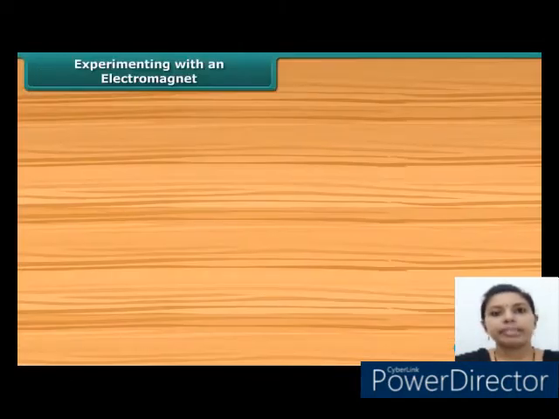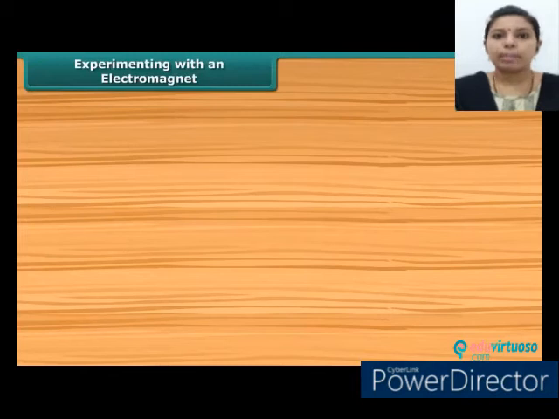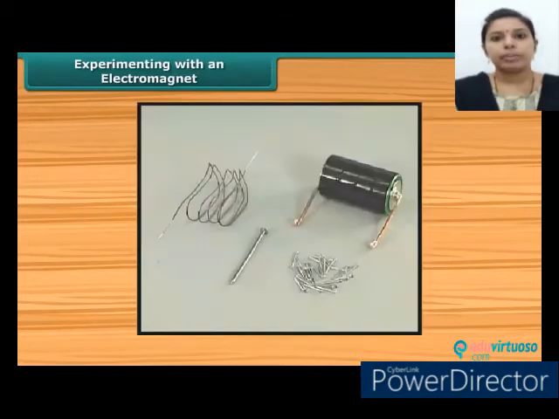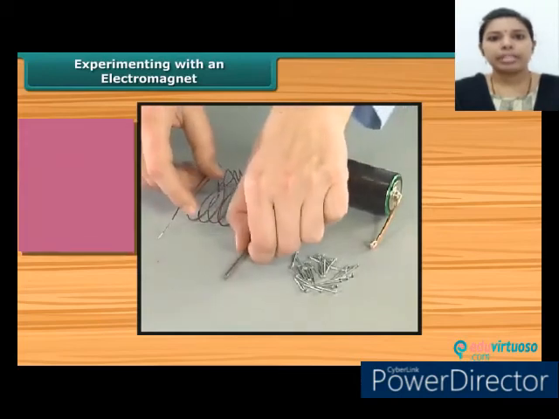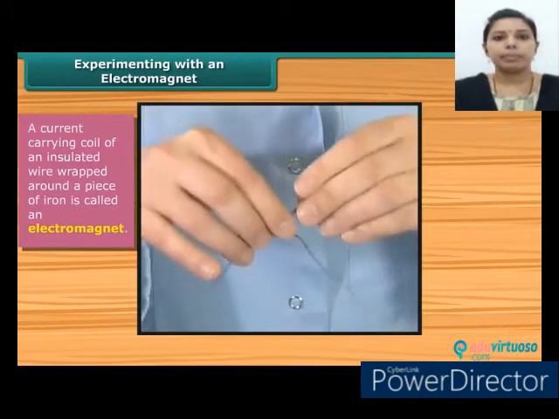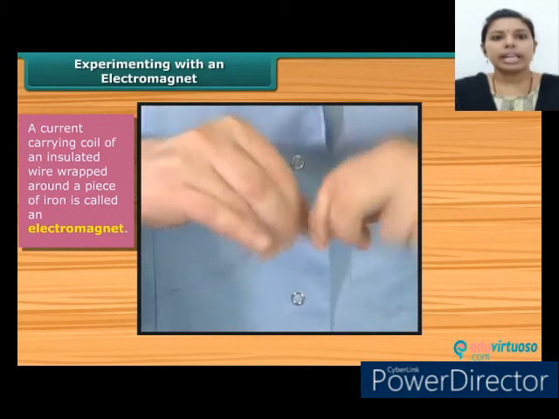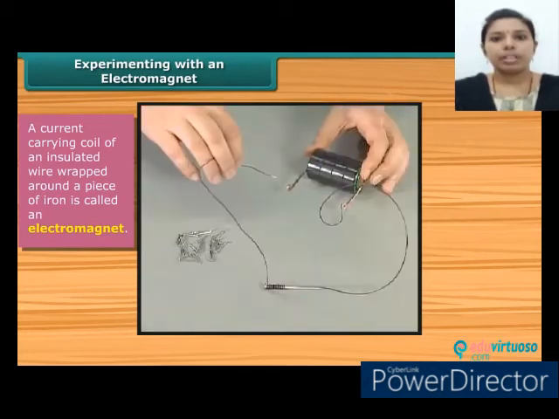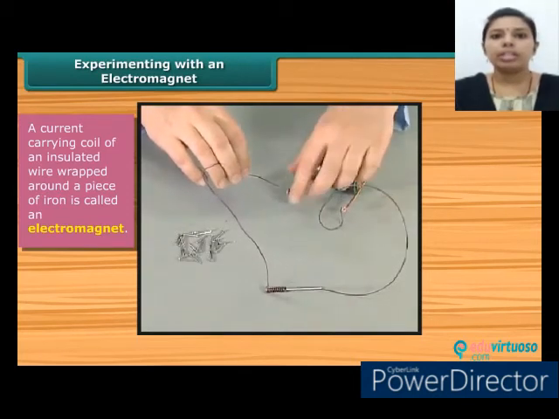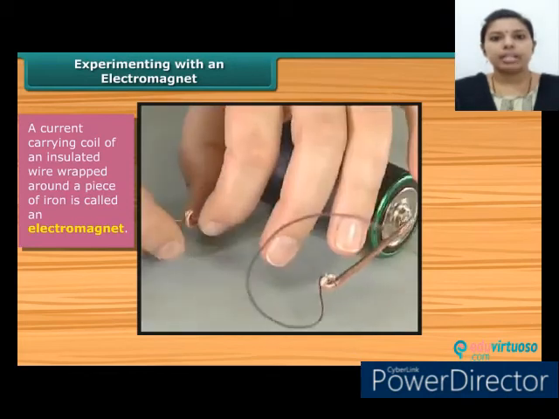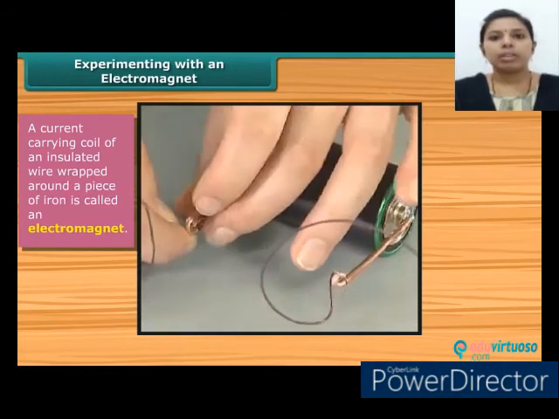Let's perform a simple activity to show the magnetic effect of current. Take a long piece of flexible wire and wrap it around an iron nail. This forms an electromagnet. Connect the free ends of the wire to the terminals of a cell through a switch.